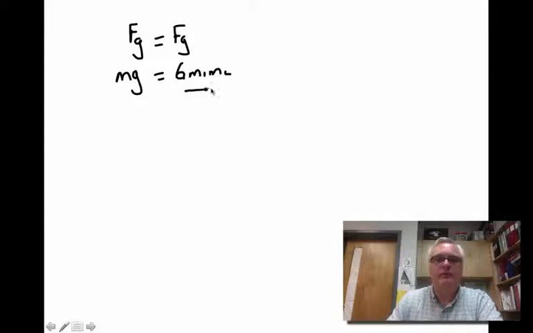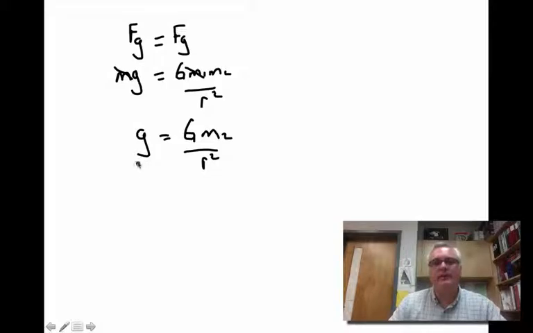Okay, the other thing that's useful about these two equations is I can set them equal to each other. So mg equals G m1 m2 over r squared. This mass m1 cancels, and what I have now is an equation which tells me the strength of the gravitational field. So rather than calling this the acceleration due to gravity, we could also call this the gravitational field strength.